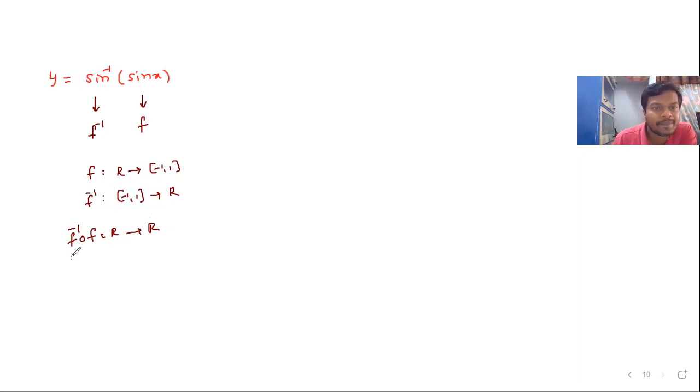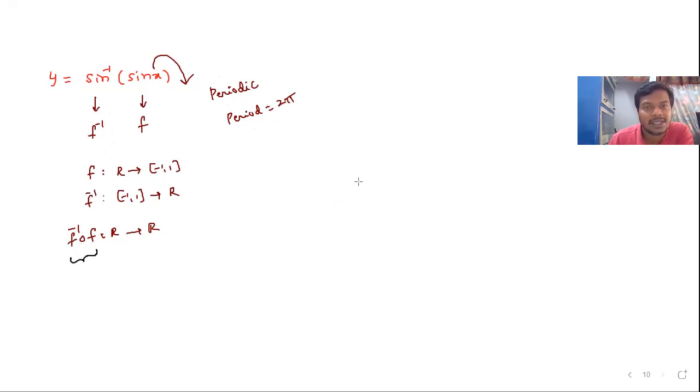Okay, but it is not the identity function, remember. Why? Because the internal function, the sine function, is periodic and its period is 2 pi. No problem. F inverse circle f acts as the identity function only in a limited boundary. It is clearly a periodic function whose period is 2 pi and defined from R to R.